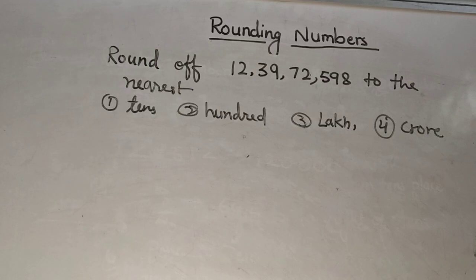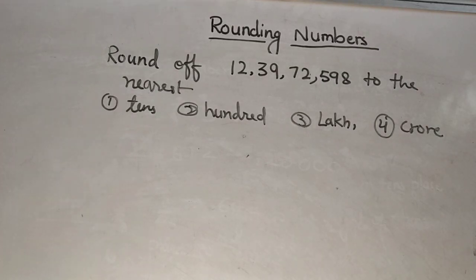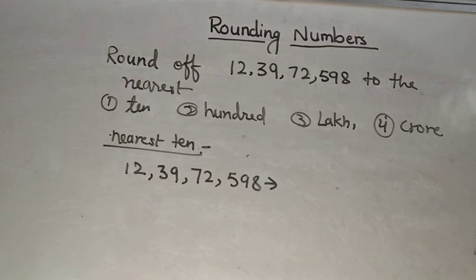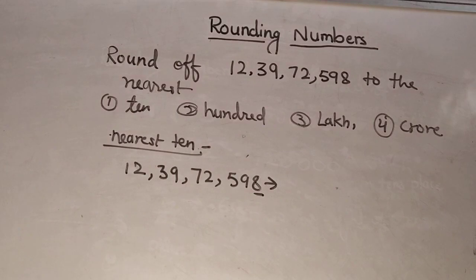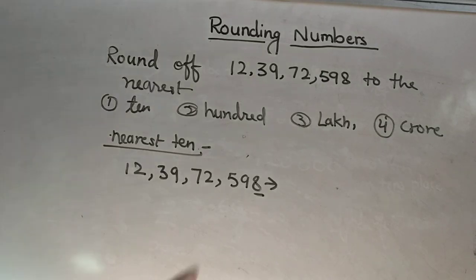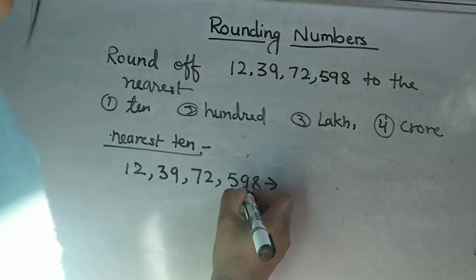Round off 12 crore 39 lakh 72,598 to the nearest tens, 100, lakh and crore. At first, nearest 10. Right to the tens, the ones place is there which is greater than 5. So we will add 1 to the tens place.